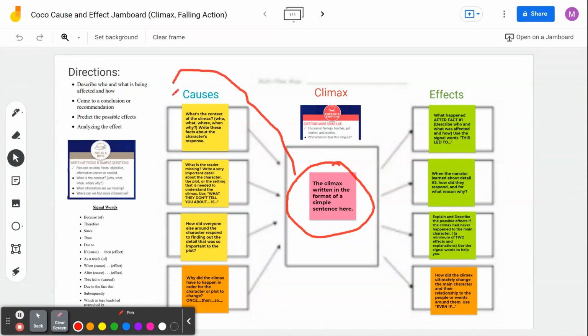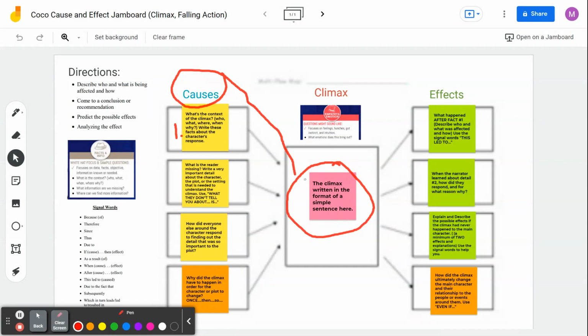Go ahead and work on this graphic organizer in the following way. So you have the causes. So the first thing you're going to do over here is number one. So what is the context of the climax? Who, what, where, and why? Write these facts about the character's response. How did Miguel respond once he found out the information in the climax?